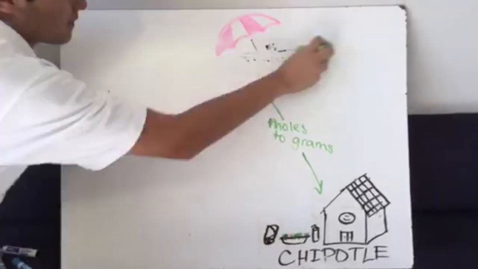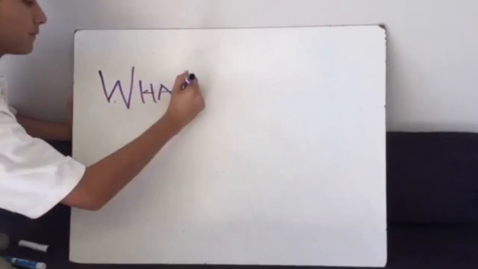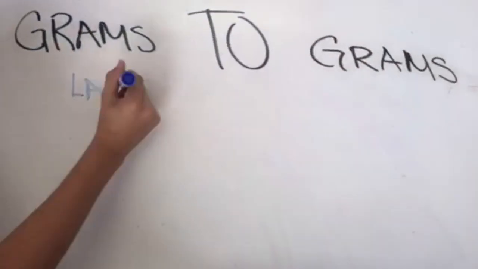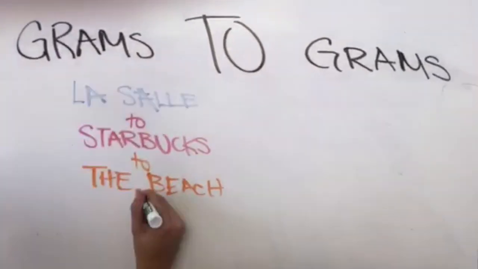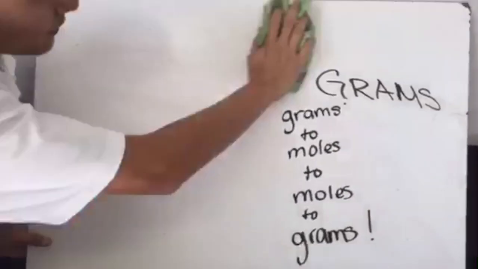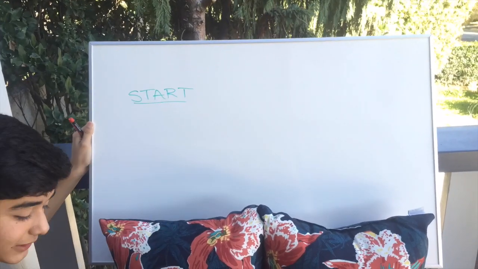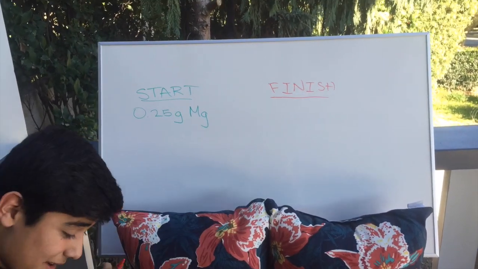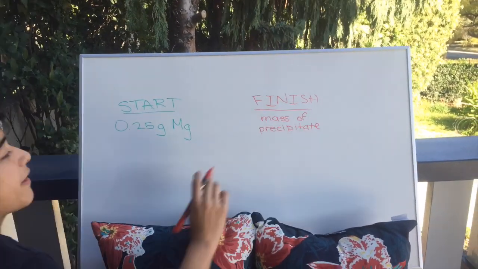Wow, I think I get it now. But do you really? Yeah, I do. Explain it then. Fine, I will. So in this equation, we're going from grams to moles to grams, which is basically like going from LaSalle to Starbucks to the beach to Chipotle, right? Okay, you really do get it. Once again, we start with 0.25 grams of magnesium and finish with the mass of magnesium sulfate precipitate.